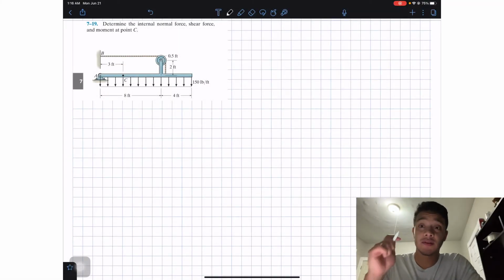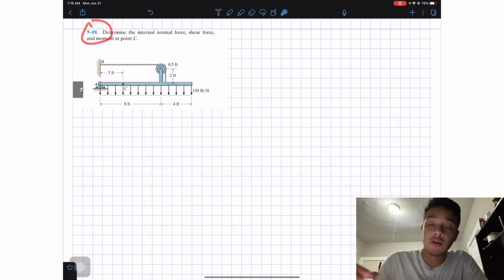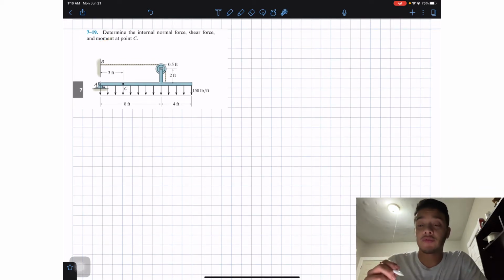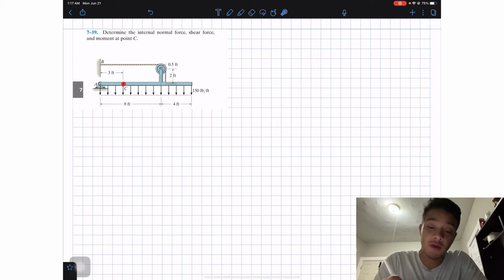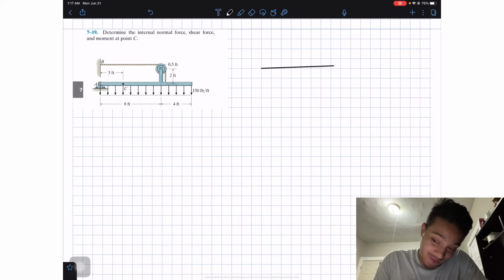Today we're in statics and we're going to do 719. It says determine the internal normal force, shear force, and moment about point C. So we have our point C, we want to know what the internal forces are in here. The first thing that we need to do in order to solve this problem, and basically every single problem in statics, is a free body diagram.